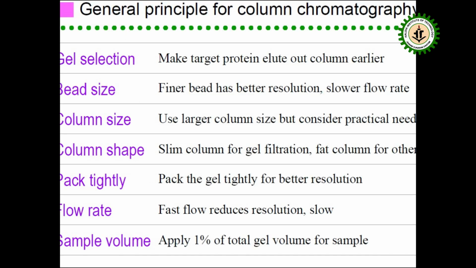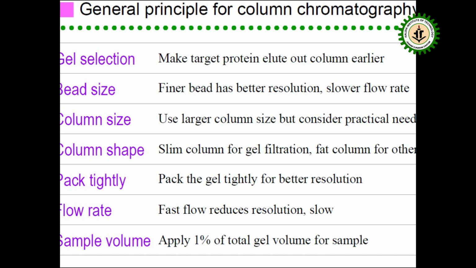General principles for column chromatography, that is gel filtration column chromatography. First, the gel selection is very important. Make the target protein elute earlier from the column. Bead size: finer beads have better resolution but slower flow rates. Column size: use a larger column but consider practical need. Column shape: a slim column for gel filtration, a fat column for others.